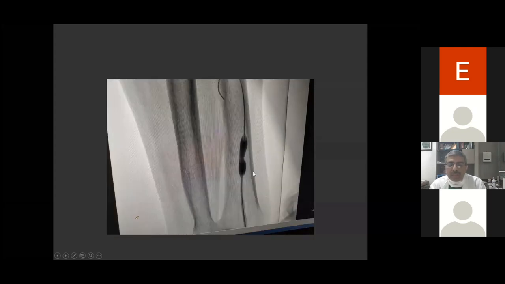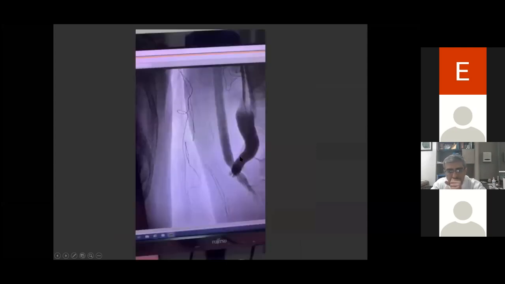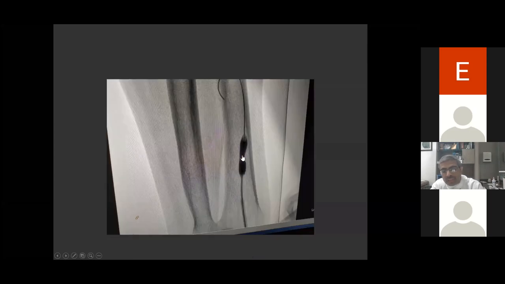Again, angioplasty with a balloon. Whenever you are doing an angioplasty, whenever a balloon is inserted, if you see this thing, this is called the waist. This is the point where there is maximum stenosis. And once this is done, then you get a good flow.